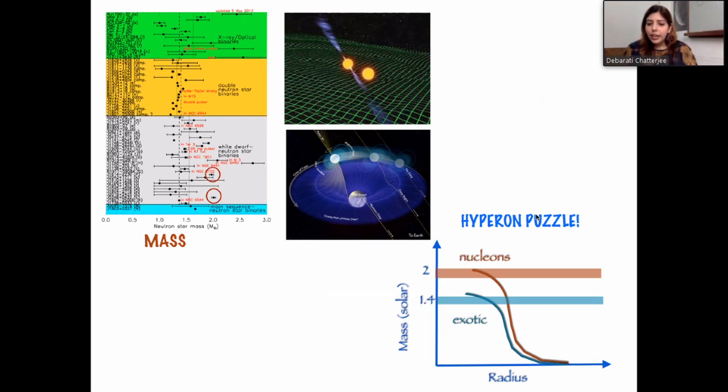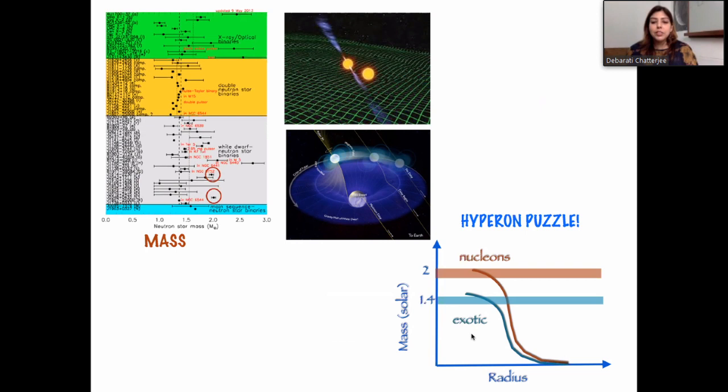So here on the right, I put a cartoon to just show you if we have exotic matter and nucleonic matter and a neutron star measurement of about, say, 1.4 times that of the sun, all the models, with or without exotic matter, both can explain this observation. Whereas if you have a two solar mass, you have only nucleons, which can satisfy this constraint and not the exotic matter. So there was a huge commotion in the community, and people said, great, so hyperons are ruled out.